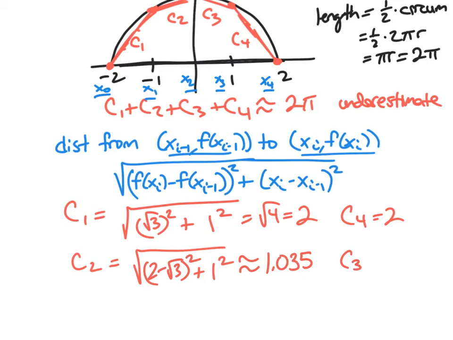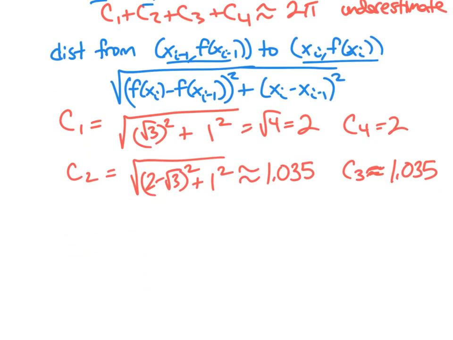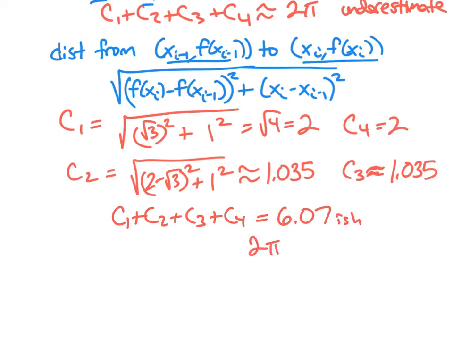And so similarly, C3 is equal to this, and so by symmetry it also is about 1.035. And so what do we get when we add them all up? We end up getting 2 plus 2 is 4, plus 2.07. We get about 6.07. And remember what we should have gotten was 2 pi, which is approximately 6.28. And so we're already pretty close.